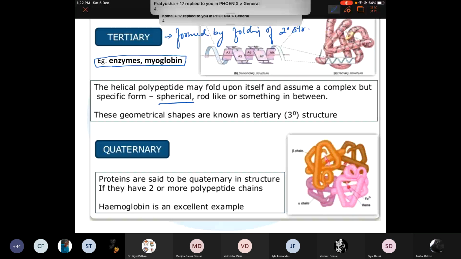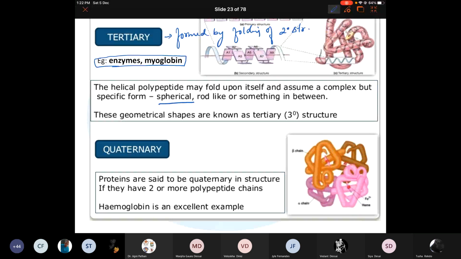And myoglobin is tertiary structure. You should know the difference. Myoglobin is tertiary and hemoglobin is quaternary. Is it the same function myoglobin and hemoglobin do, or is there any difference in the function? What's the function of myoglobin and what is the function of hemoglobin?